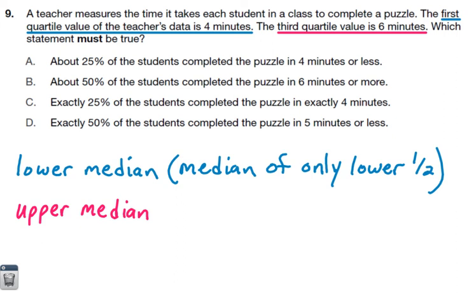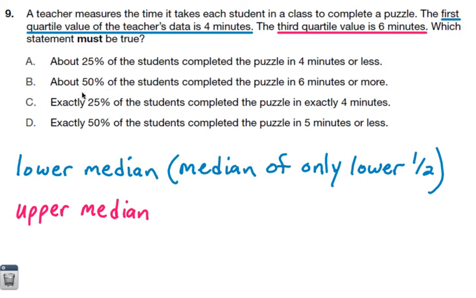So let me cut to the chase here. Going through our options, if my lower median is 4 and my upper median is 6, let's see which choice makes the most sense. About 25% of the students completed the puzzle in 4 minutes or less. That actually sounds really good, because if 4 is the lower quartile, it's going to cut that lower half in half, and 25%. That sounds really good, but you don't just pick A.